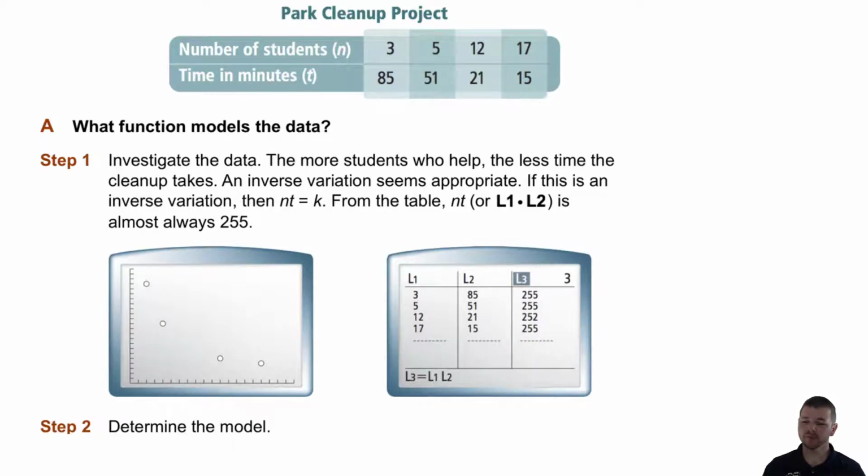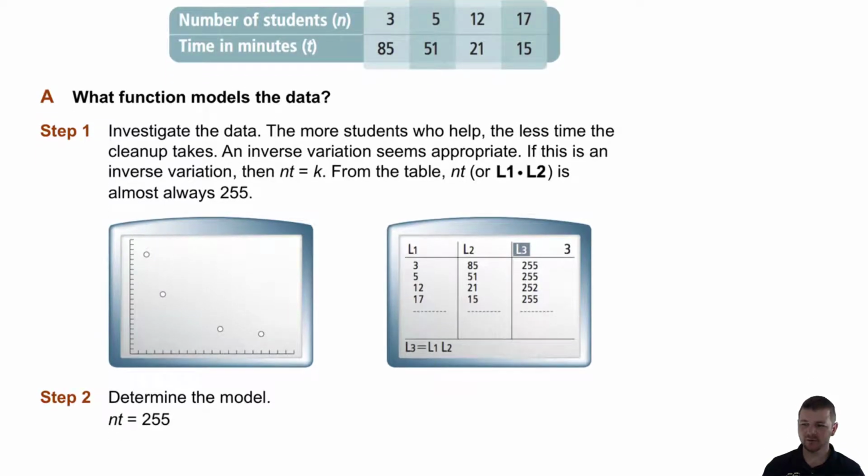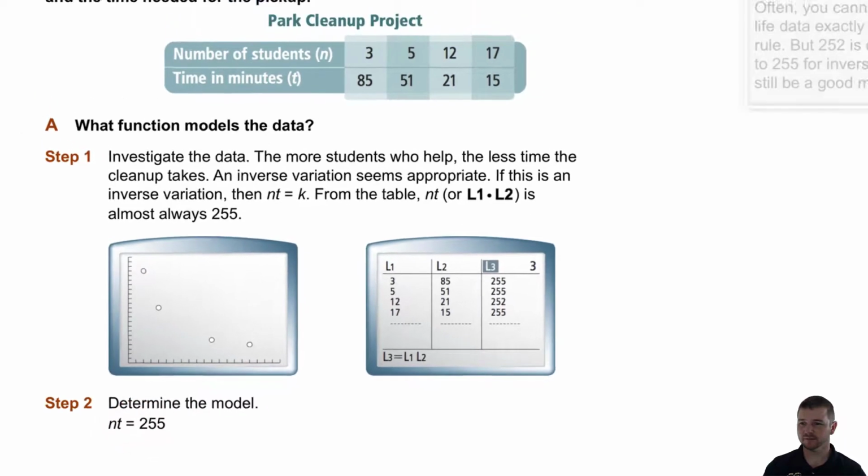In step 2, we'll determine the model. As stated above, N times T is almost always, so for the purpose of this model, equals 255. Our model to represent the situation.